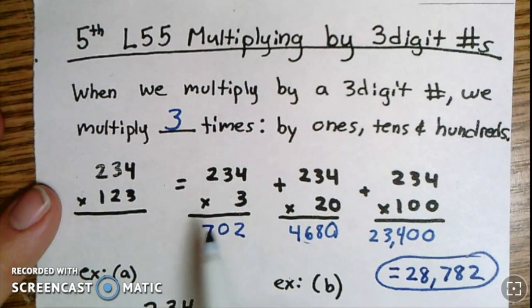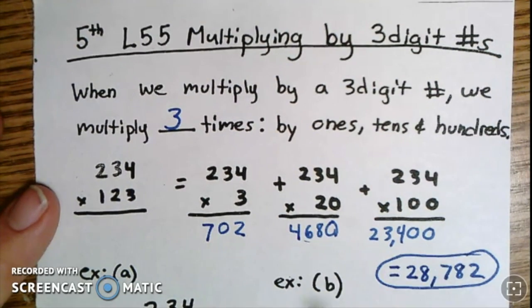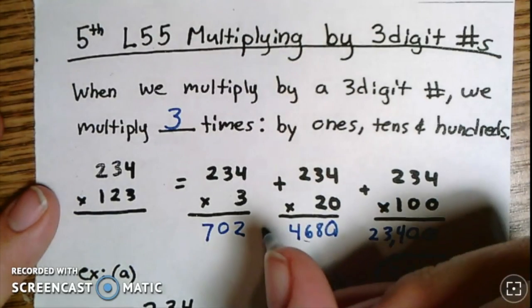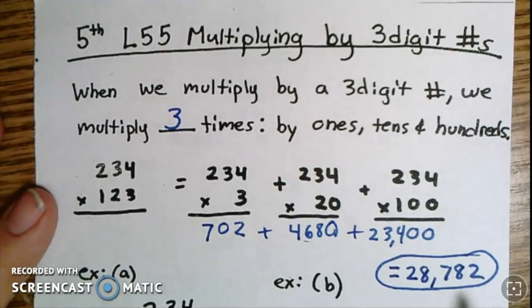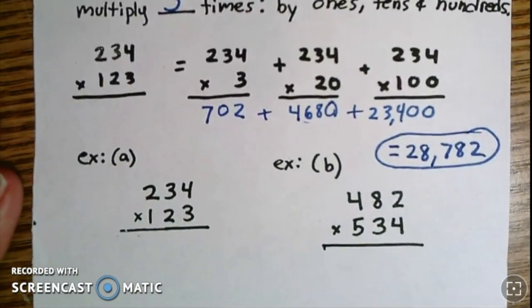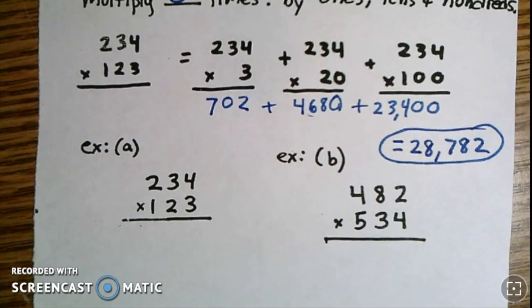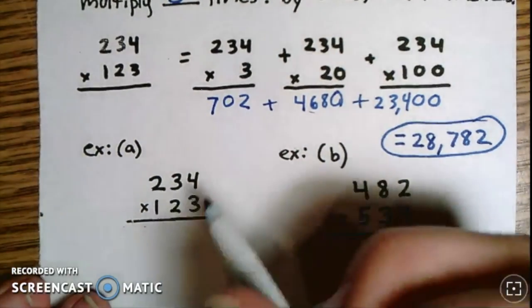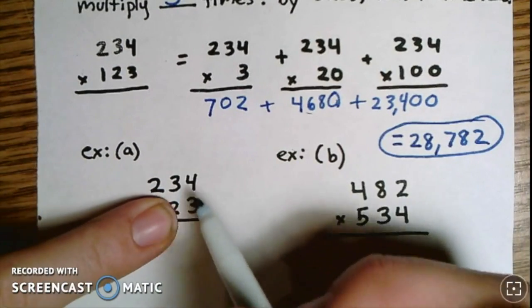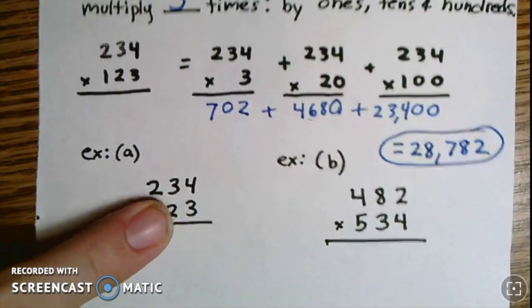But do we need to write out all these different problems across like this and then add them up? No. Of course, we don't need to do that. Instead, we're going to combine them all together into one problem down here and solve it just like this. So here we go. Ready? We're just going to be working with the ones to start like we did with 2 digits.